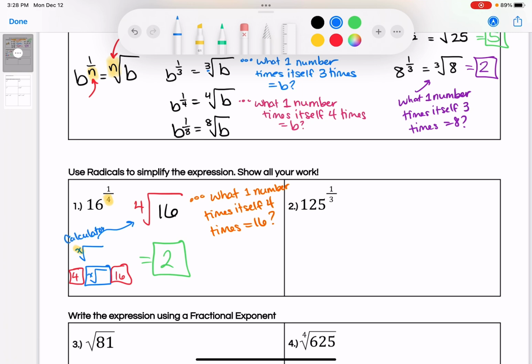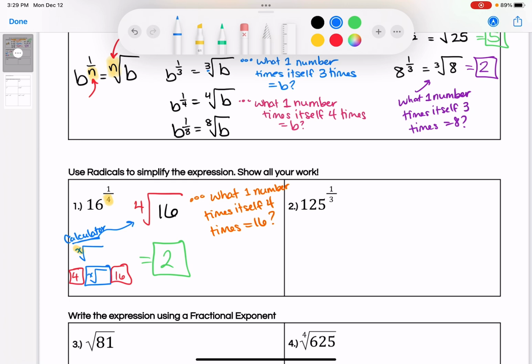But hopefully, for all of these that we're doing in this lesson, you should be able to figure it out just knowing your perfect squares, perfect cubes, that kind of thing, without having to type it in. But that's what it is. Just be careful that you're using the X root and not the plain square root if it's a different degree of root.